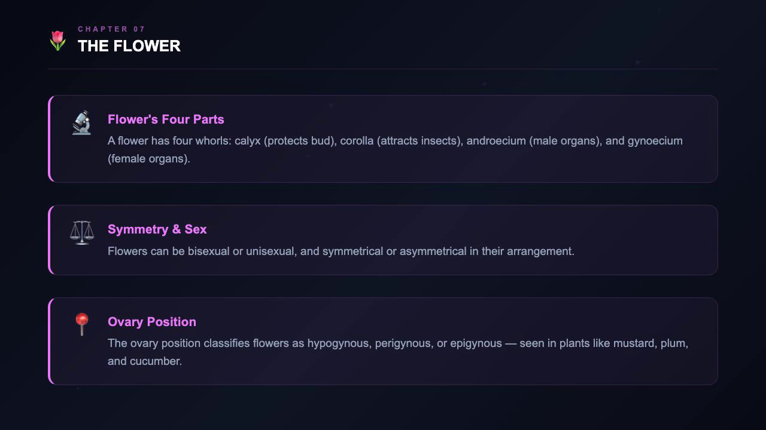bisexual or unisexual. They can also be symmetrical or asymmetrical. The position of the ovary determines its classification as hypogynous, perigynous, or epigynous. Examples of flowers with different ovary positions include mustard, plum, guava, and cucumber.